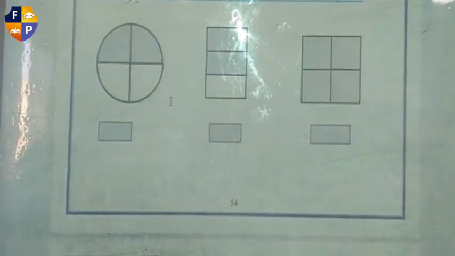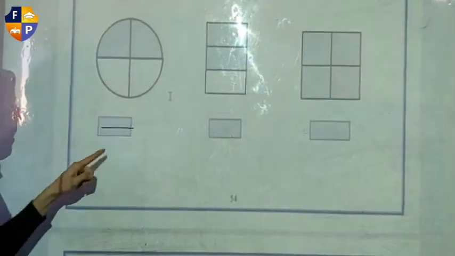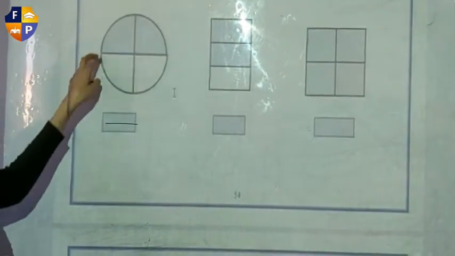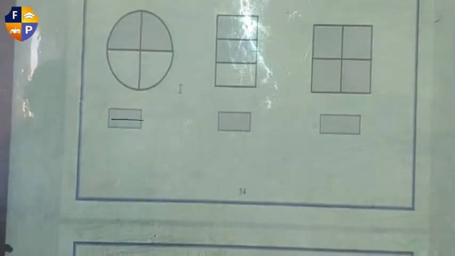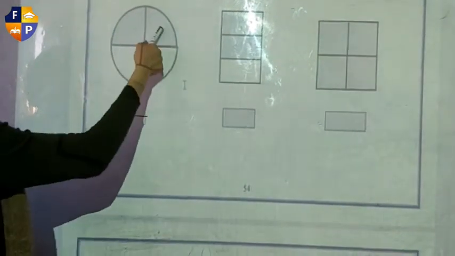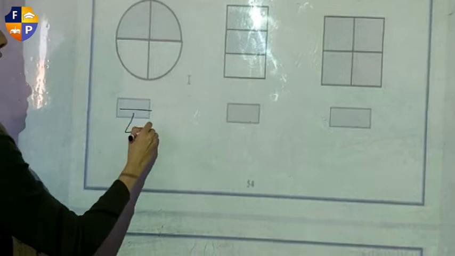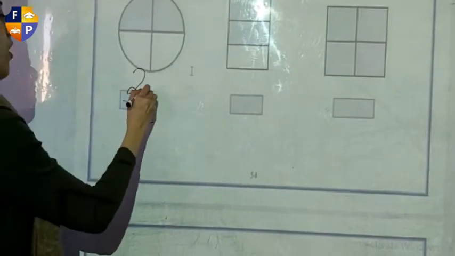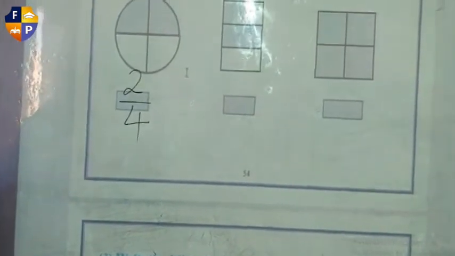The second example, write the fraction according to the colored part. I said before, how can we write the fraction? Down, we write the total parts of the shape. Up, we write the colored parts. I have 1, 2, 3, 4. The total parts here is 4. How many parts colored? 1, 2. So the fraction is 2 over 4.